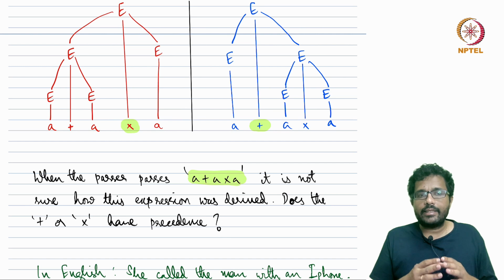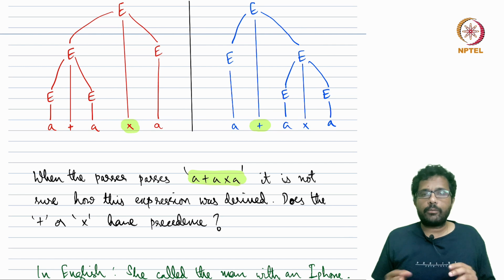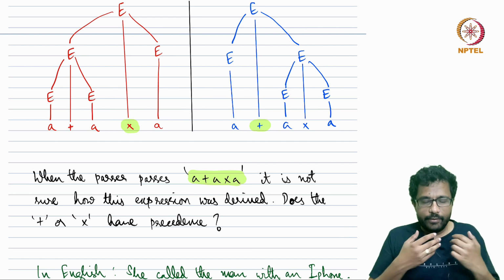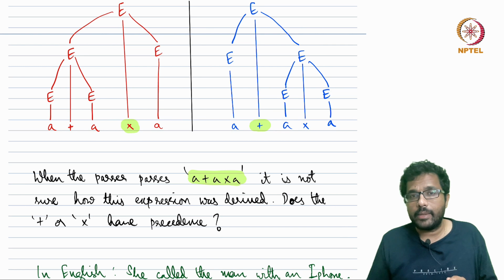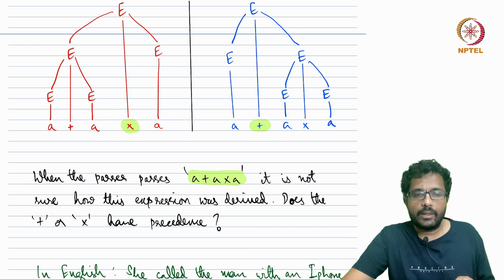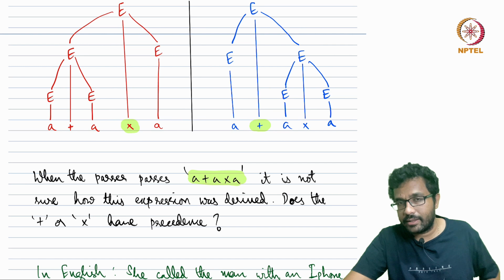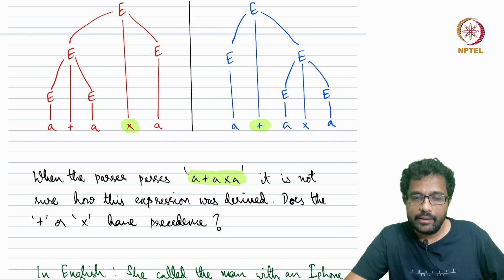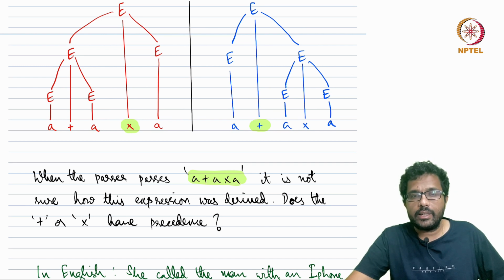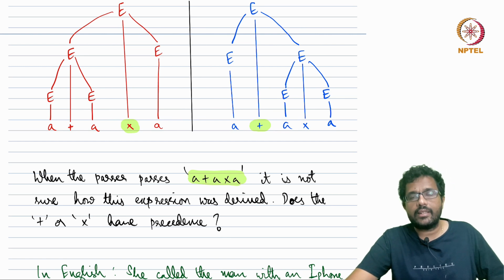But one thing is clear: it is not desirable that for the same string x plus y multiplied by z, both are possible. If this is the string that you're reading, it should not have two different meanings, because that will give the compiler some confusion, right? Depending on what number system you are working with, perhaps multiplication takes precedence over addition, or perhaps the opposite. But it is not desirable that the situation is unclear. You want it to be quite clear whether addition takes precedence over multiplication or the other way around, right?